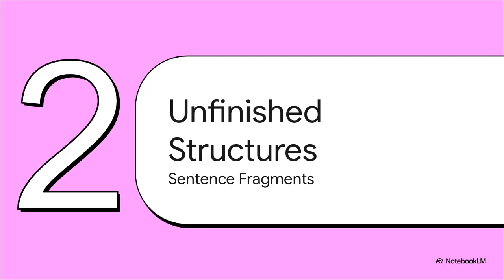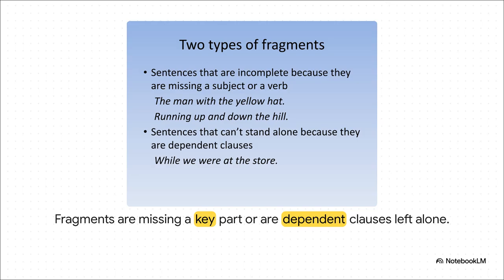And that right there brings us directly to our first major flaw: unfinished structures. This is what happens when a piece is missing, or when one of those dependent clauses gets left all by itself. We call these sentence fragments. A fragment is kind of like a room with no door, or a wall with no roof. Just look at these examples here.